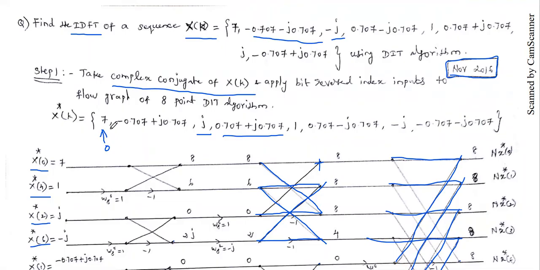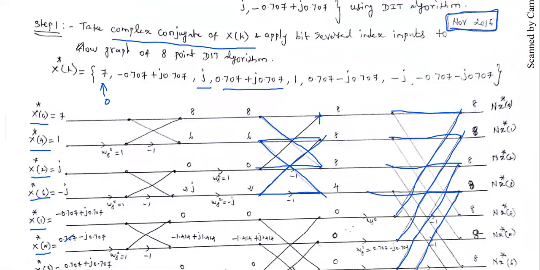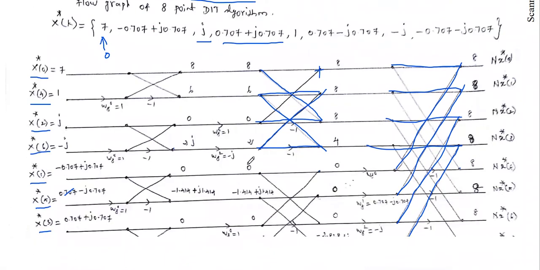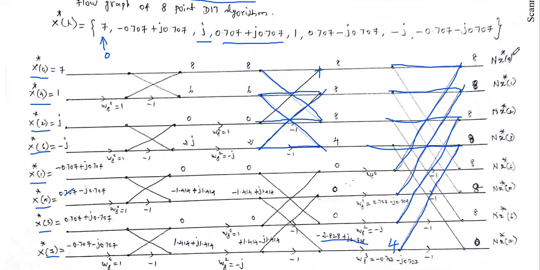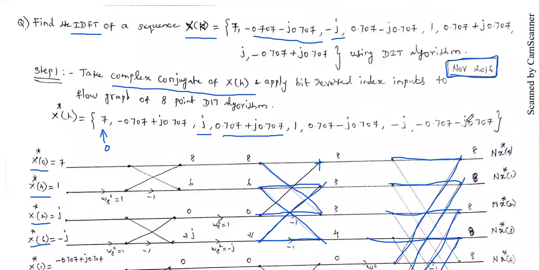In a similar way, if in the question they mention the DIF algorithm, the same thing we have to use in the DIF algorithm. So either this DIT diagram or we have to draw the DIF diagram, and the same procedure we have to follow. We take the complex conjugate of x of k and apply it as the input, find the output, then divide all answers by capital N, that is 8, and for that answer we take the complex conjugate, and we will get the same answer. Okay, so this is the procedure to find the inverse DFT using the DIT and DIF diagram.